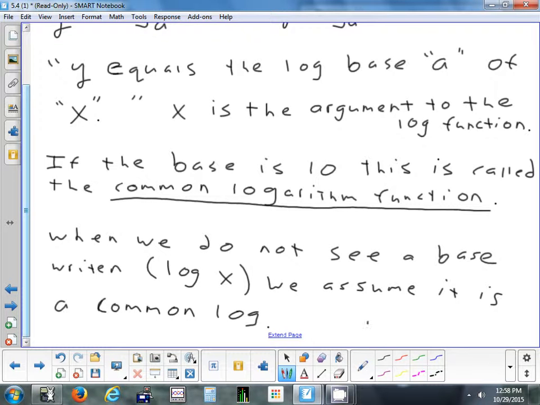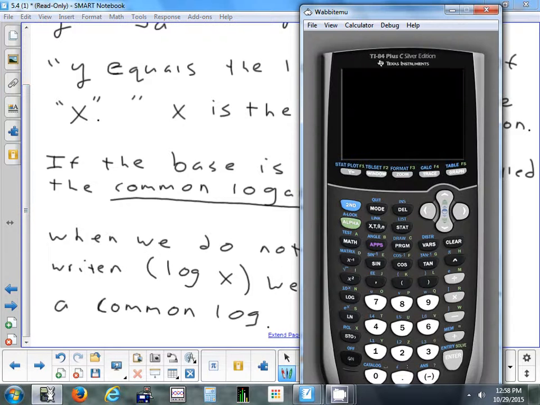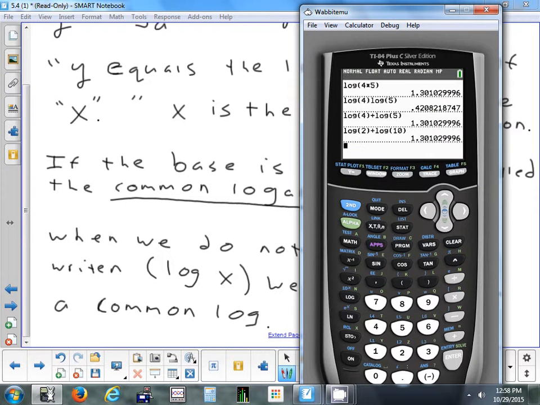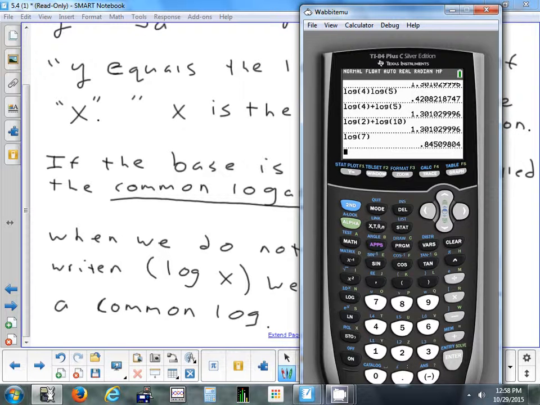So if I asked you to figure out what is the log of 7, I'm assuming here a base of 10. Log base 10 of 7. And the calculator can do that. On the calculator, if you wanted to find the log of 7, you just press log 7, and that's the answer.